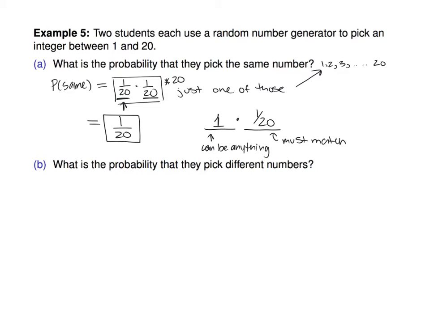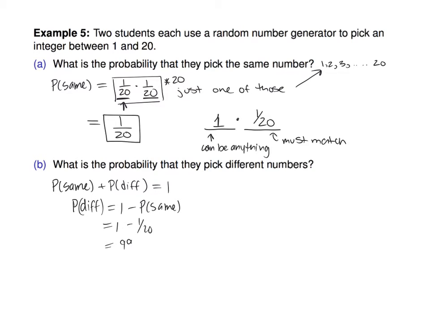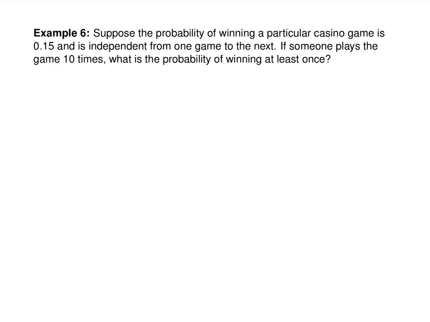What's the chances that they pick different numbers? Well, that's the complement. Probability of same plus probability of different would equal 1. So probability of different would equal 1 minus probability of the same, or 1 minus 1/20th, or 19/20ths. That complement rule is the trickiest one to see, and this example is going to use it as well.